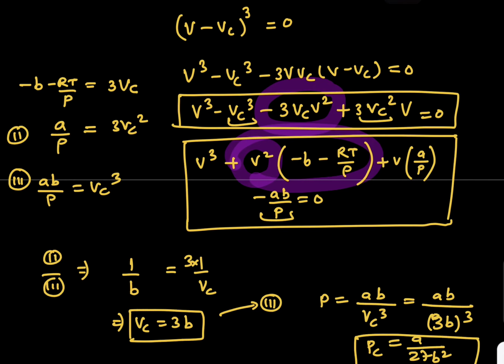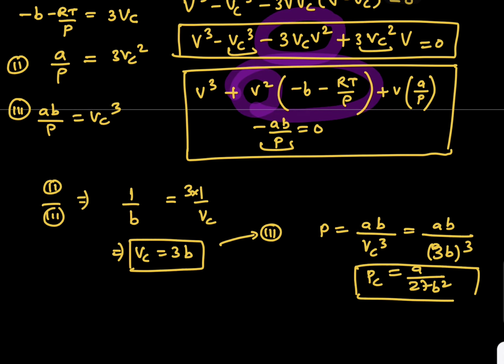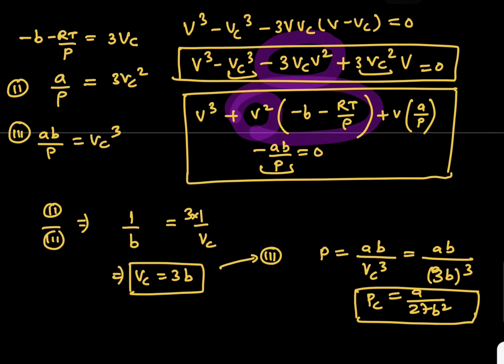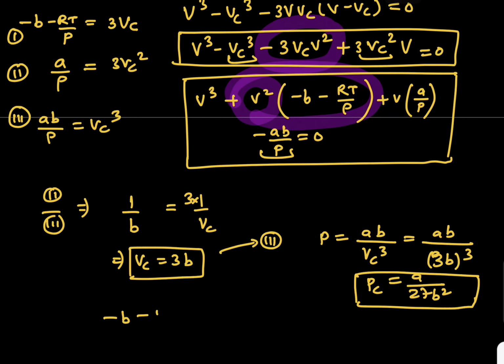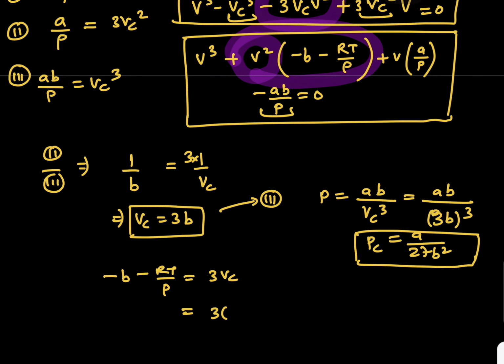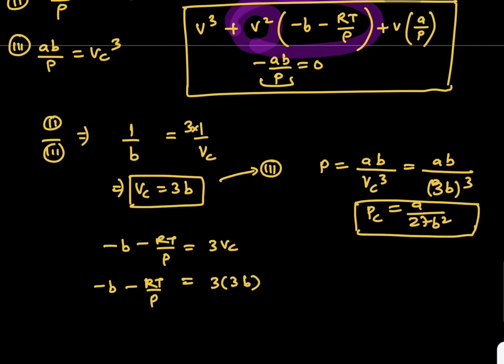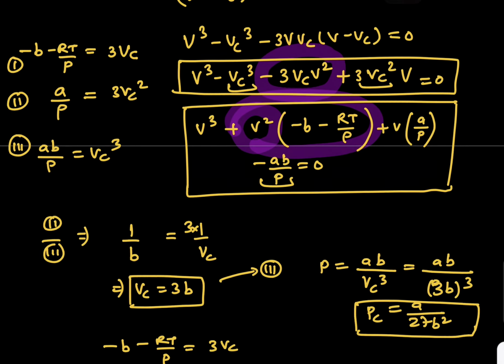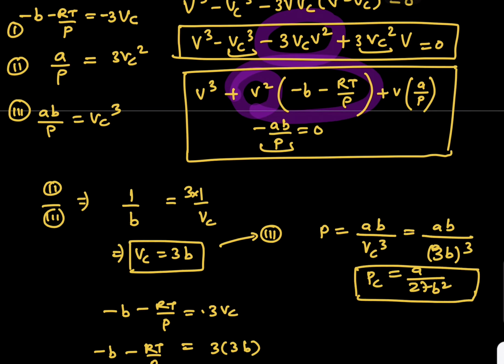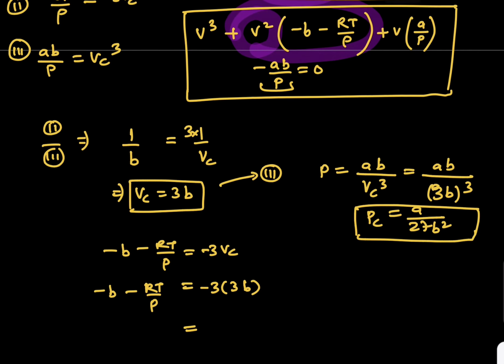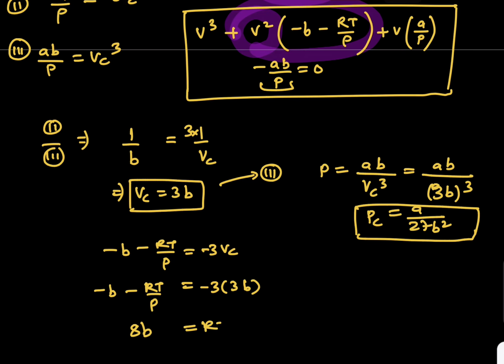Can I call this pressure the critical pressure? So it is a upon 27b squared. Then we can take help of the first equation, which is minus b minus RT upon P equal to minus 3Vc. And what is 3Vc? It is 3 times 3b, which is 9b. Just compare all the values: minus b and 9b combine, and it becomes 8b equal to RT divided by Pc.